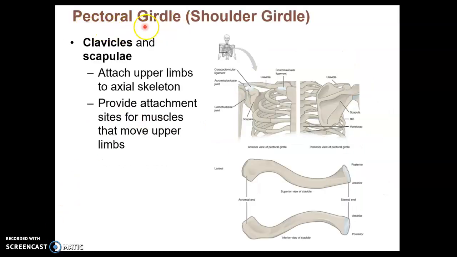So the pectoral girdle or shoulder girdle consists of two bones bilaterally, so two on the right and two on the left. Those bones are the clavicles, which is your collarbone, and at the posterior end, scapula, which is the shoulder blade. So the pectoral girdle, that's where we'll begin our appendicular skeleton, is made up of a clavicle and a scapula on each side of the body.